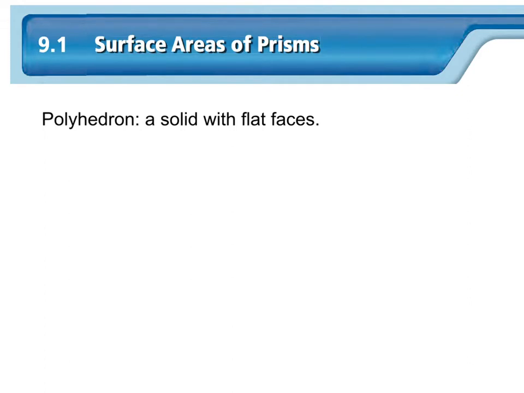A polyhedron. Now, poly is actually a Greek word that means many. Hedron means face. So a polyhedron is a solid with flat faces. Basically, you can't have curves. So a cylinder is not a polyhedron. A polyhedron is just a solid with flat faces.